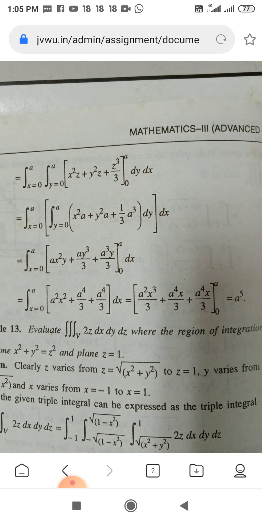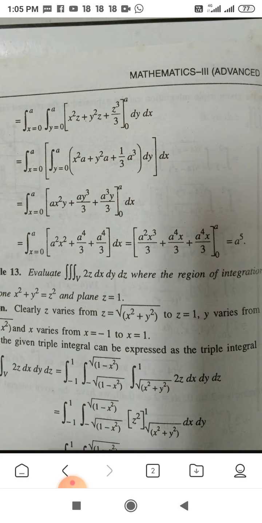Whenever we put a at the place of z, we find the function x square a plus y square a plus 1 upon 3 a cube. It is because whenever we put 0 at the place of z, all terms will vanish, so all terms become 0, therefore minus 0, and only the function x square a plus y square a plus 1/3 a cube will remain.